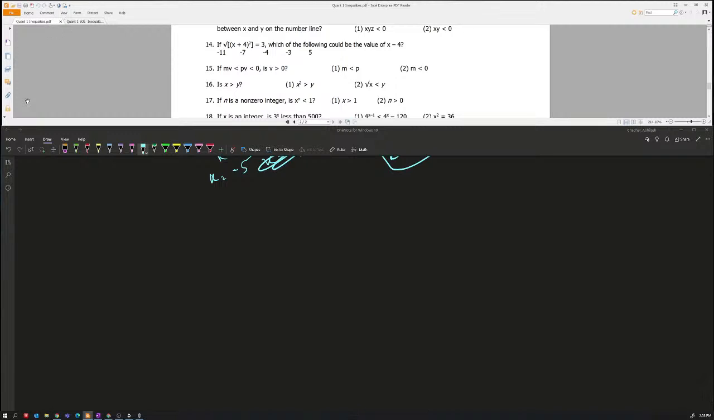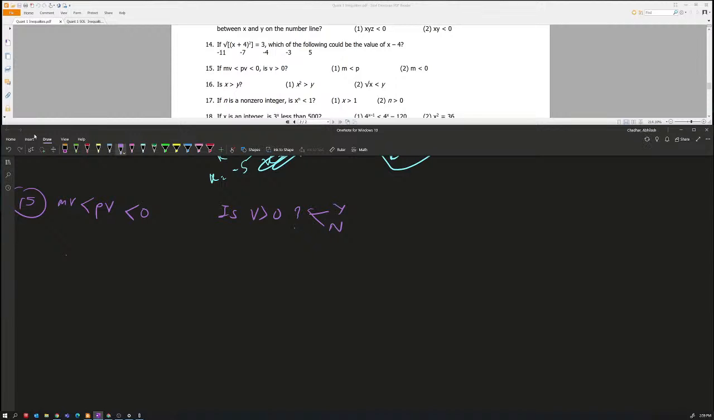Now let's see question number 15. It says MV is less than PV is less than 0. So is V greater than 0? It's the kind of question where we get a yes or no answer. So let's see, PV less than 0 and MV.